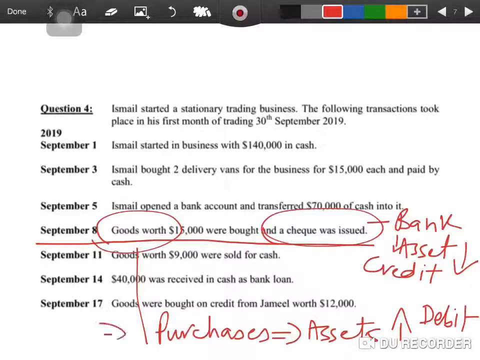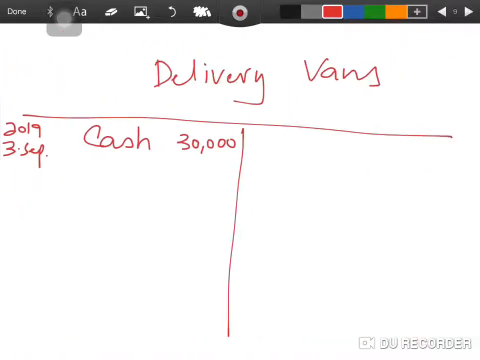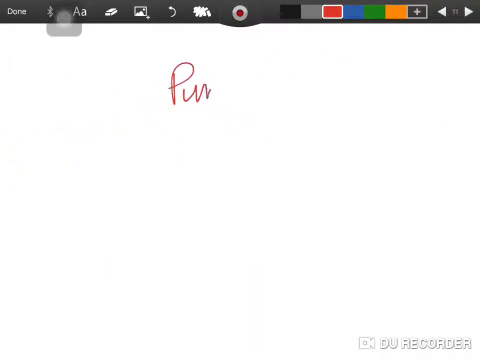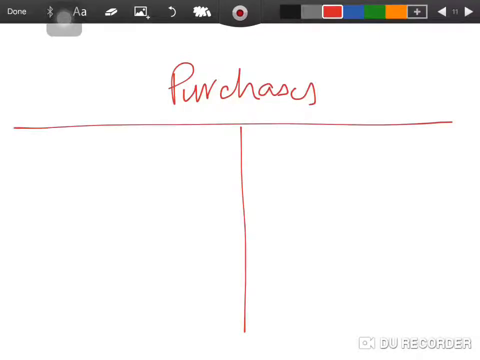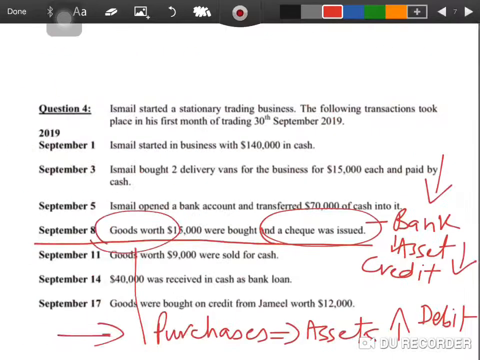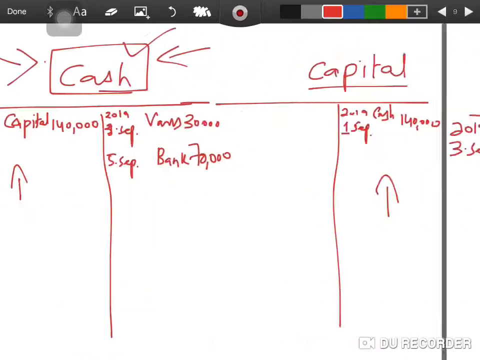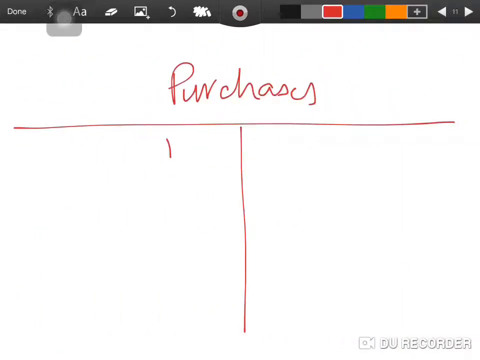So we know that one of the T accounts in this transaction is going to be purchases and the other one is going to be bank. We already had prepared a T account named bank, so we are going to prepare another T account by the name of purchases only. Now the amount of this transaction was 15,000 and the date was September 8. So we are going to write 15,000 on the debit side of the purchases account. The date is going to be September 8 and here we are going to write bank.